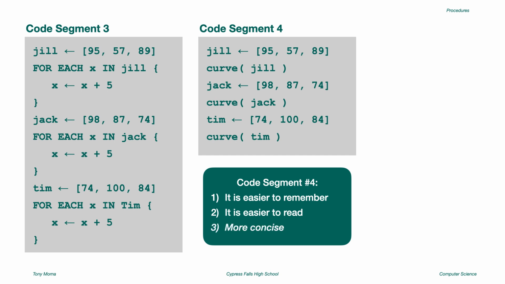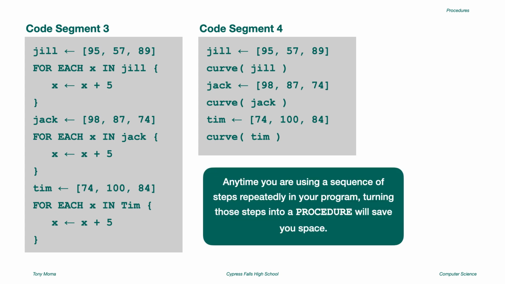As you can see from these 2 code segments, by switching from using a for each loop to just a procedure, we saved ourselves a lot of space. Code segment 3 required 12 lines of code, but code segment 4 required only 6 lines. So we saved 6 lines of code. Had we been curving the scores for 10 students, we would have saved 20 lines of code. And had we been curving the scores for 25 students, we would have saved 50 lines of code. In general, anytime you are using a sequence of steps repeatedly in your program, turning those steps into a procedure will save your program space.